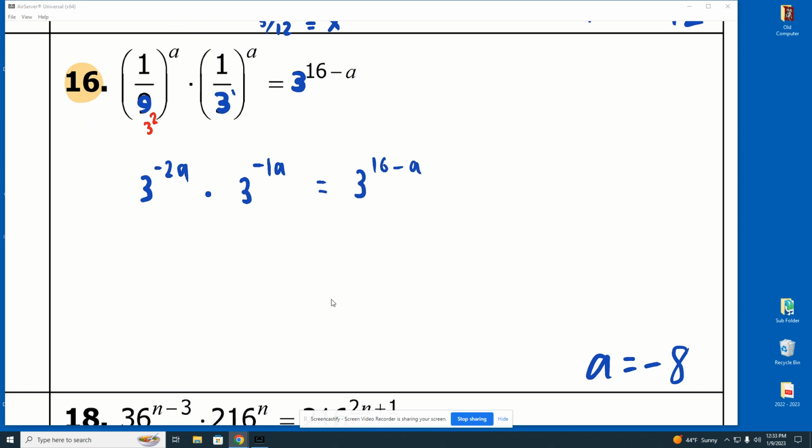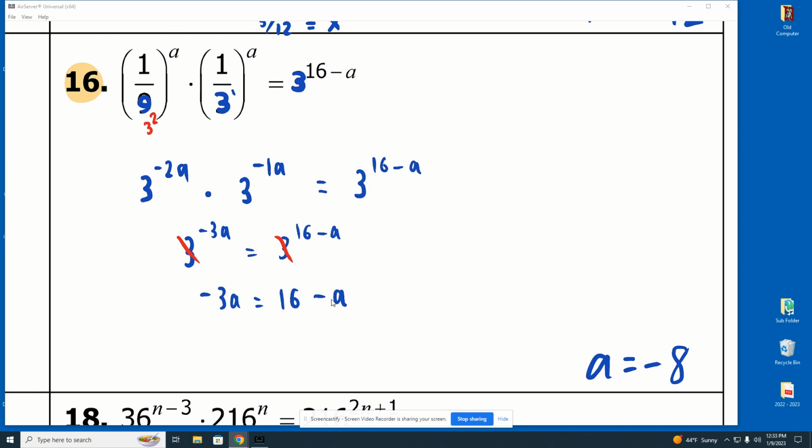Because we're multiplying and the bases are the same, we can combine those bases, stays the same, and we do what with our exponents? So what's negative 2a plus negative 1a? All right, and that equals 3 to the 16 minus a power. So we have combined it. Our bases are the same, so we can drop them, and we can take negative 3a and set it equal to 16 minus a.